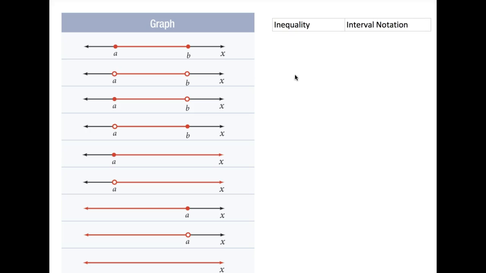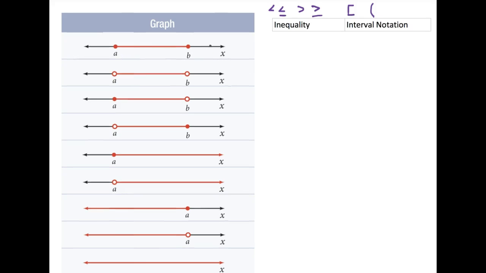Okay, next we're going to look at how to go from a graph to writing it as an equality or an inequality and as interval notation. So inequalities are something you've probably worked with for years, and it's dealing with things like less than, less than or equal to, greater than, and greater than or equal to. Interval notation uses parentheses, and a bracket that looks square means that we are including that number, and one that is curved means we're not including the number. So I'll talk more about that.